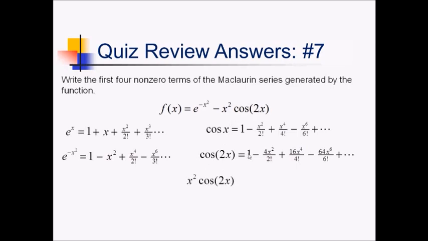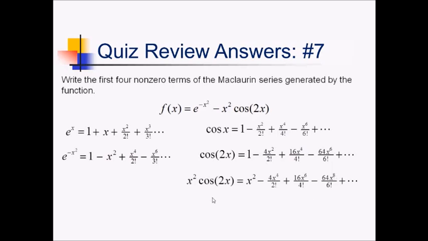So I'm just going to multiply all of these terms now by x squared. So this 1 is now an x squared. For this next term, and the rest of them, we're just going to increase the exponent by 2 now. So we have minus 4x to the 4th over 2 factorial, plus 16x to the 6th over 4 factorial, minus 64x to the 8th over 6 factorial.